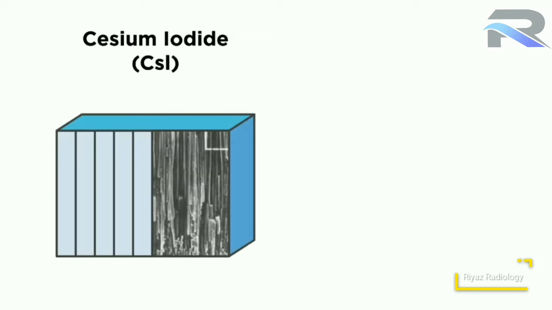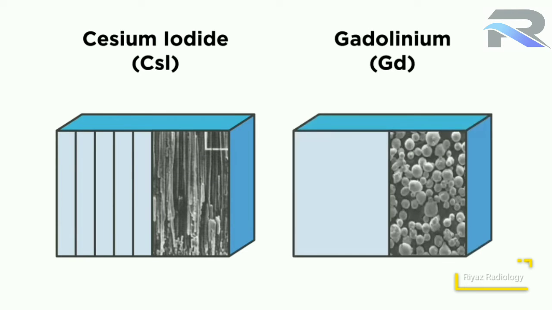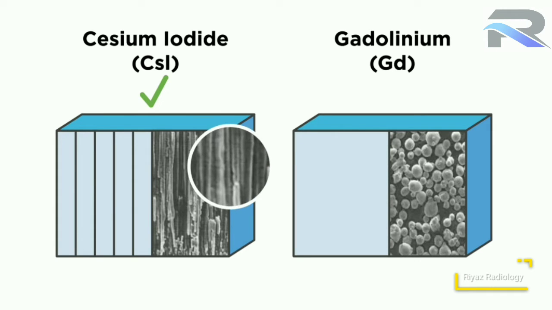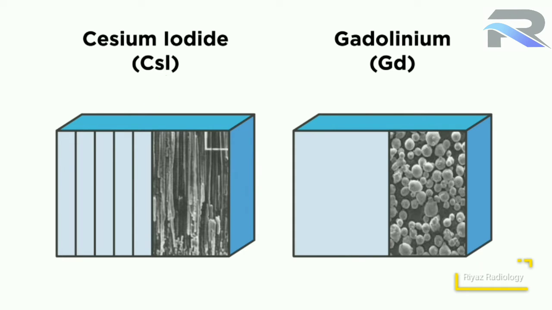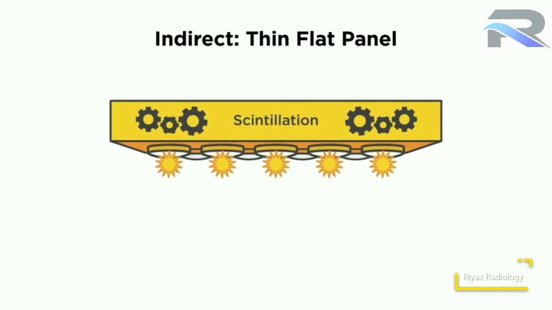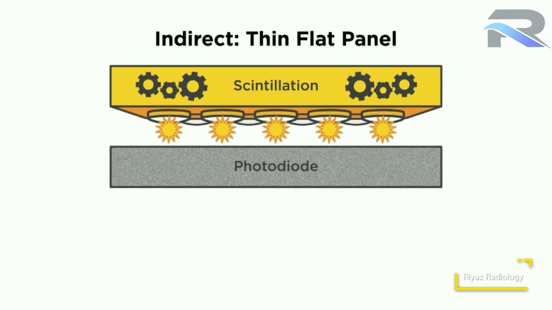The scintillation layer is comprised of either the ionic compound cesium iodide or the chemical element gadolinium. Cesium iodide is preferred over gadolinium since it can be formed into very small rods. These small cesium iodide rods are able to produce a smaller, more focused light beam, which in turn serves to increase spatial resolution. After the scintillation layer comes the photodiode layer.